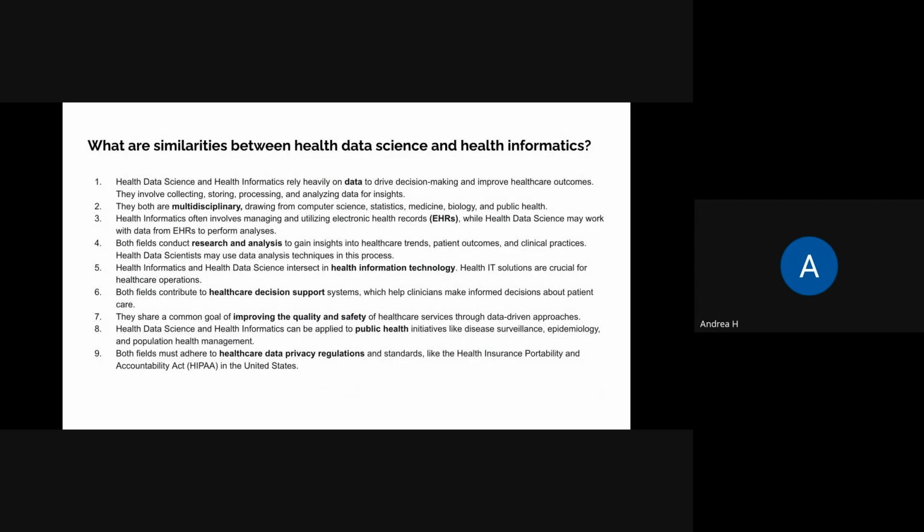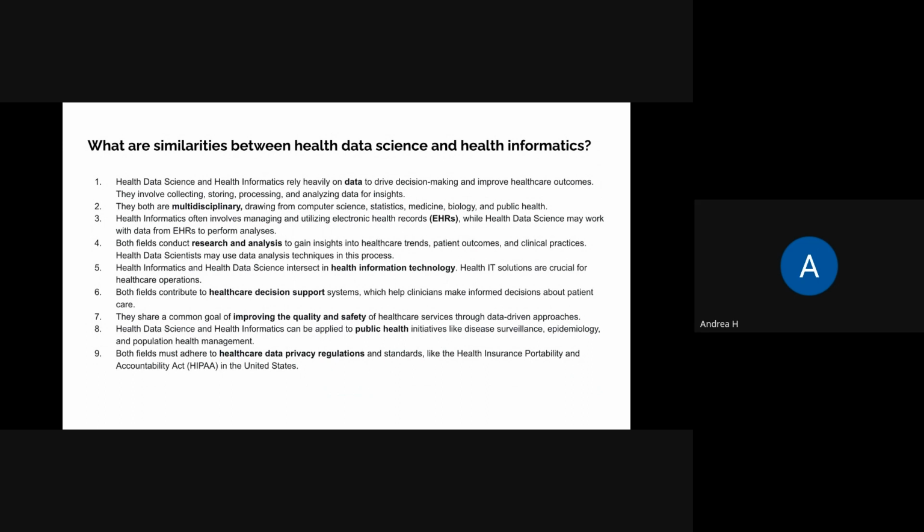So what are some similarities between health data science and health informatics? Both rely heavily on data to drive decision making and improve healthcare outcomes. They involve collecting, storing, processing, and analyzing data for insights. They both are multidisciplinary, drawing on computer science, stats, medicine, biology, and public health. Health informatics involves managing and utilizing electronic health records, while health data science may want to work with EHR data to perform an analysis. Both are really important.